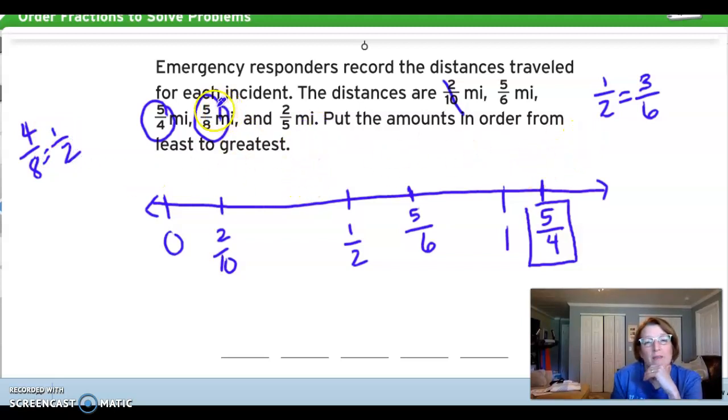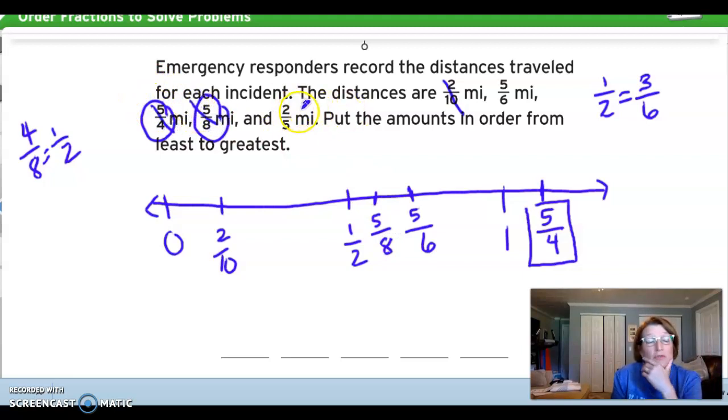So now I have to think about the 5/8 and the 5/6. Would the 5/8 go between a half and 5/6, or would 5/8 be greater than 5/6? And I go back to think about the size of the piece. An 1/8 is smaller than a 1/6. So if I have 5 smaller pieces, 5/8 has to be smaller than 5/6.